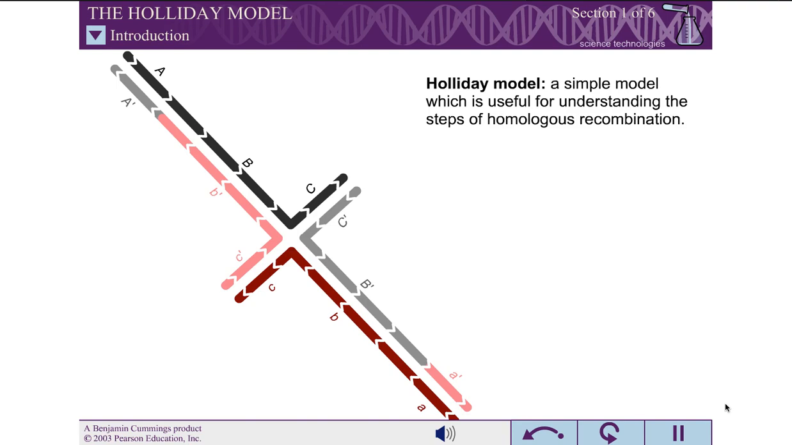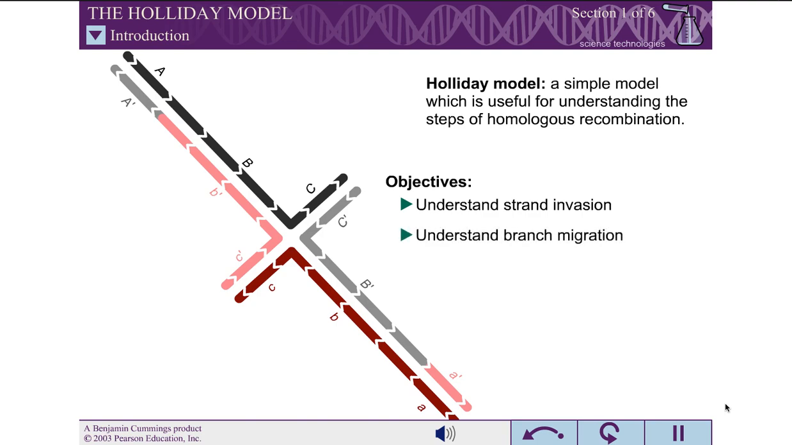When you have completed this exercise, you should understand how strand invasion can create a Holliday junction, understand how branch migration leads to recombination, and understand the differences between the two possible modes of Holliday junction resolution.